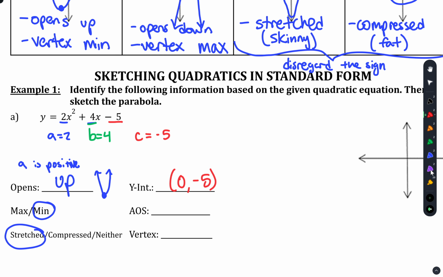So I'm going to, off to the side here, make a little axis of symmetry bubble here. X equals negative b, so b is 4, all over 2 times a. Anytime I plug something in, it has to go in parentheses. So this is 2 times 2. And simplify this. 2 times 2 is 4. Negative 4 divided by 4 is negative 1. So my axis of symmetry is located at x equals negative 1.